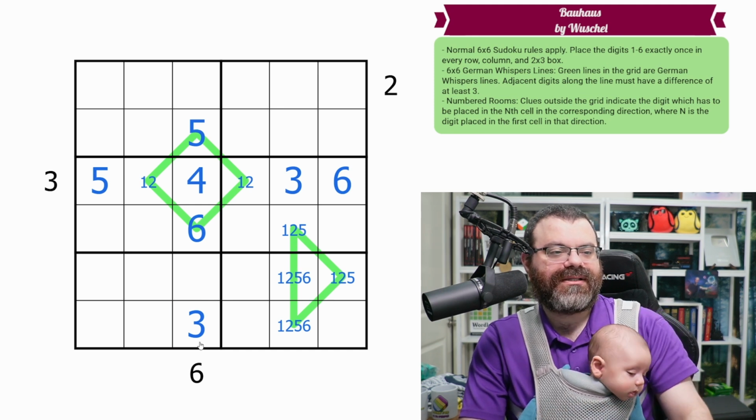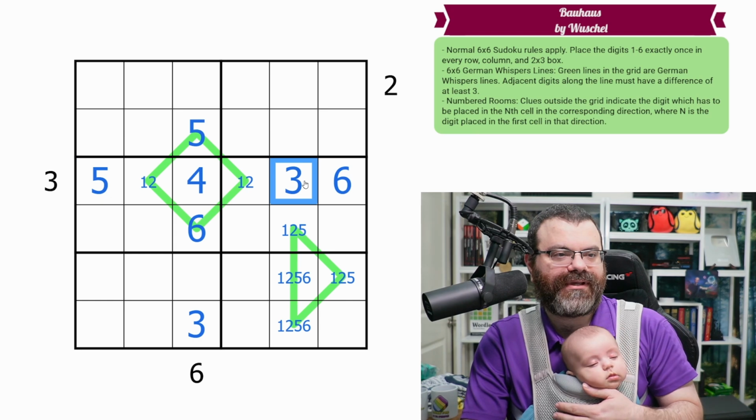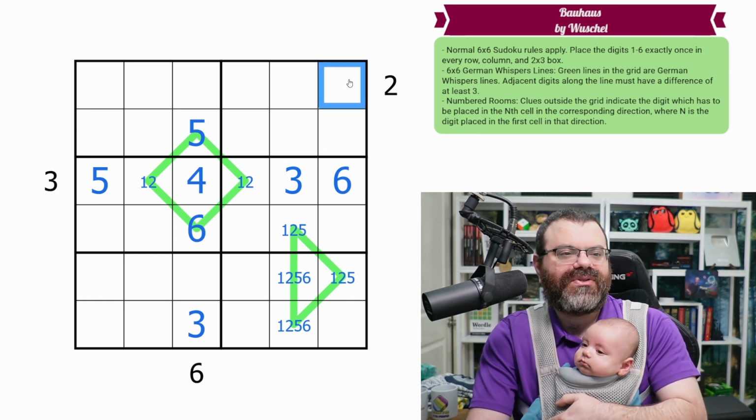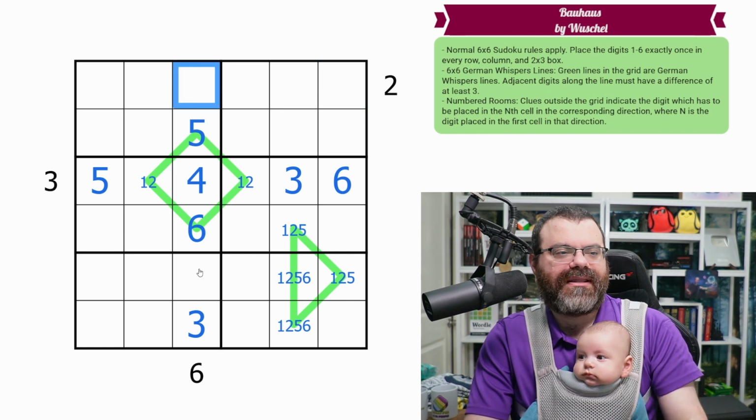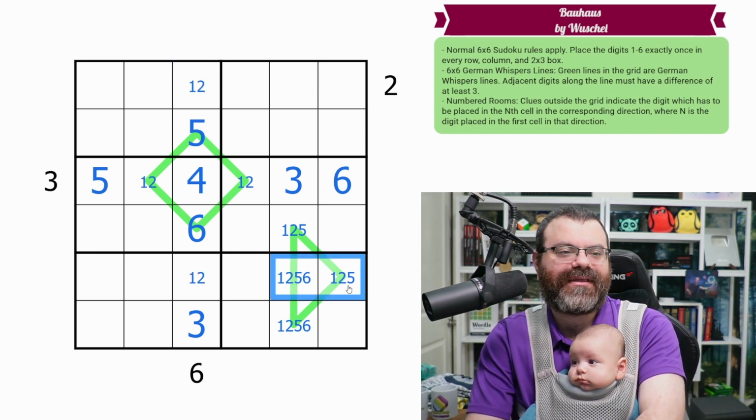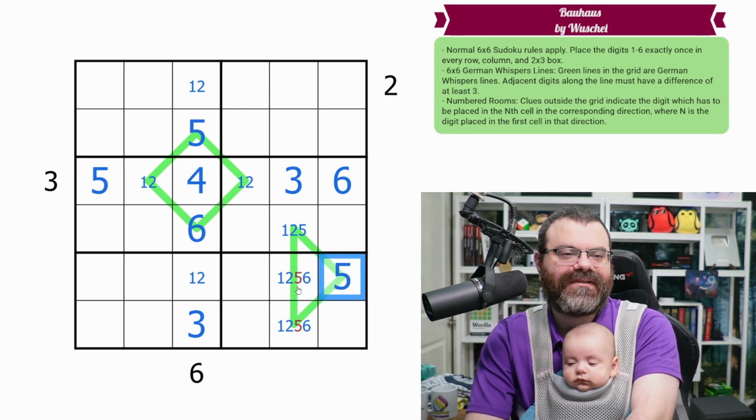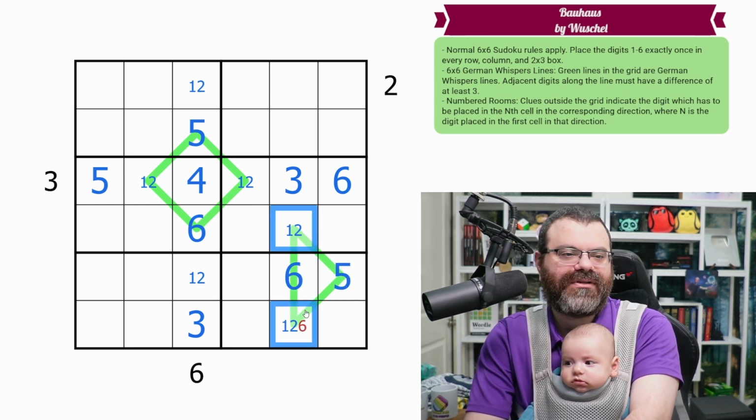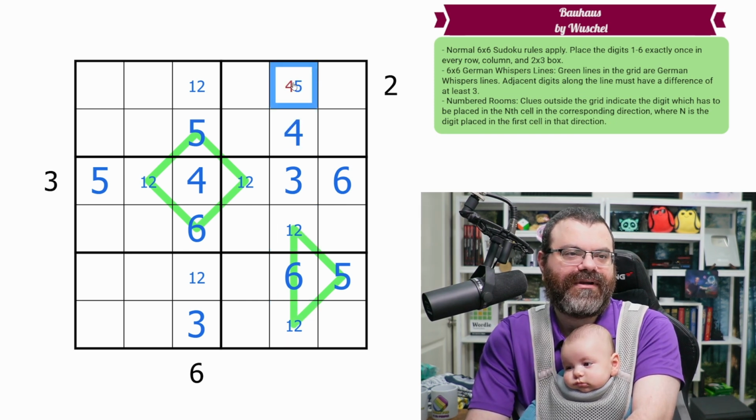Okay, so we did the 6. Let's look at our clues. We did the 6 clue and the 5 clue. 3, 6, 5, 3. So we just have this 2 clue left. Let's look at this. This is a 1, 2. Aha, this 1, 2 does the exact same thing to this German whisper. This can't be a 1, 2 pair. So this is 5, 6. So that's 5 and 6, leaving a 1, 2 pair behind, making this a 4, 5 pair, giving us the 4 and the 5.